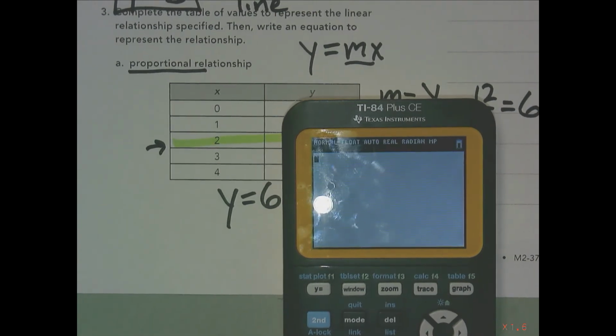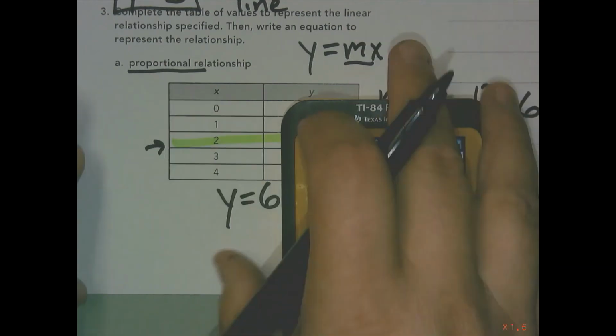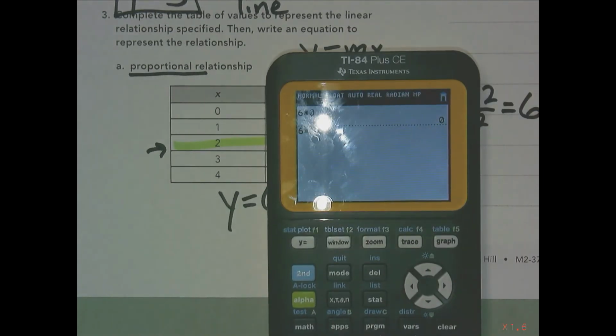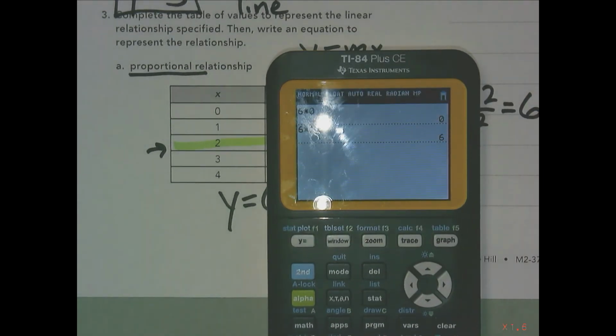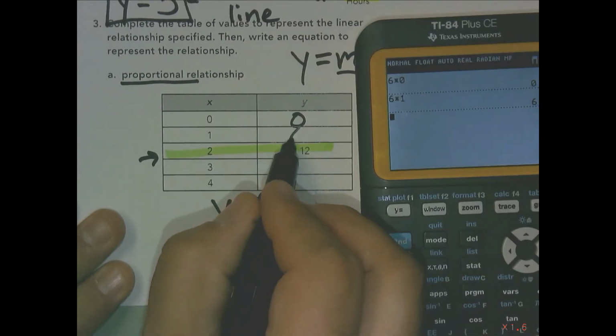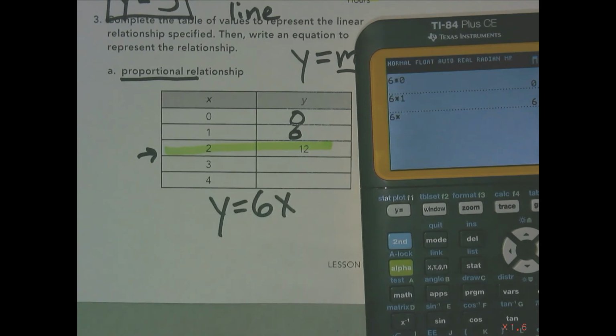So if I take my calculator out and I go 6 times 0, what do I get? 0, right? Now if I take 6 times 1, I'm plugging in the x values. What do I get? 6. 6 times 1 is 6. So this next one is 12.